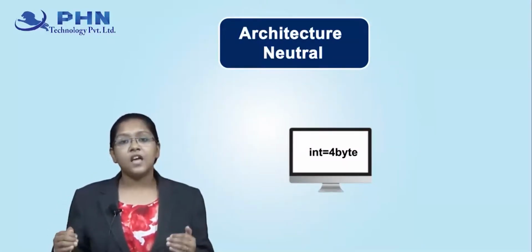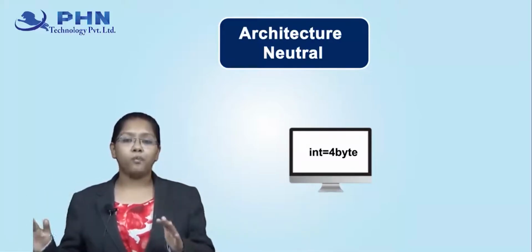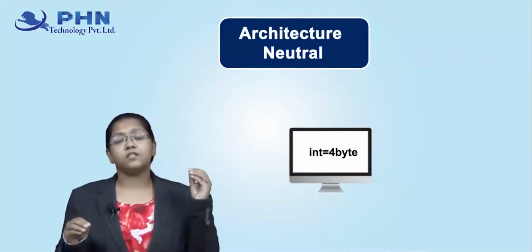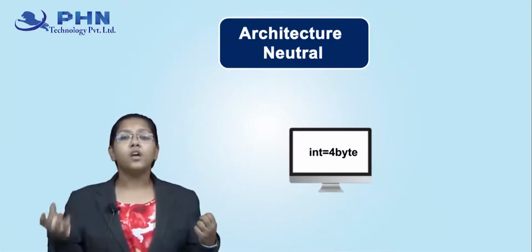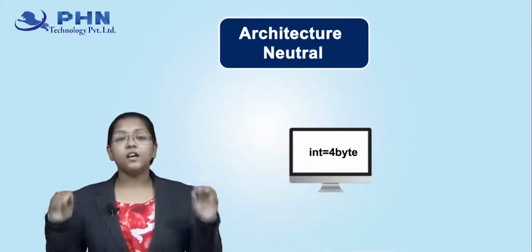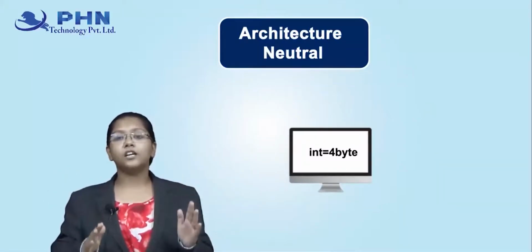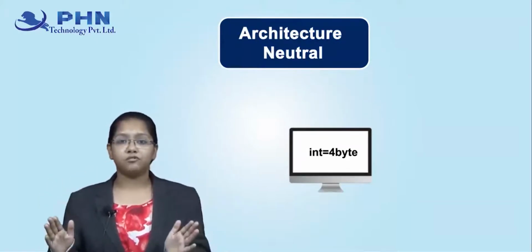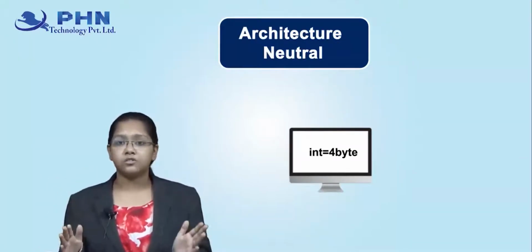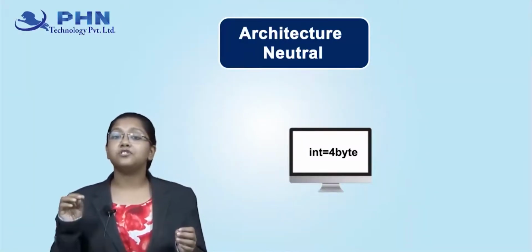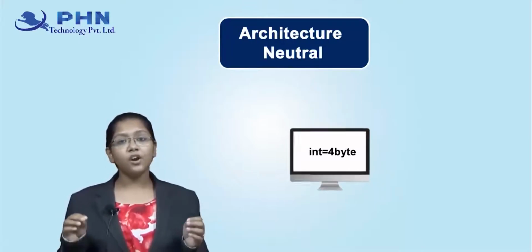This isn't the case. Int requires 4 bytes. No matter what the bit system is, whether it is 32 or 64, it doesn't care. If it is int, then it will store 4 bytes of memory, irrespective of the architecture. And hence we say that Java is an architecture neutral language. So these are the features.